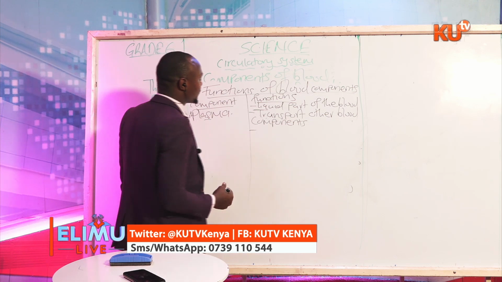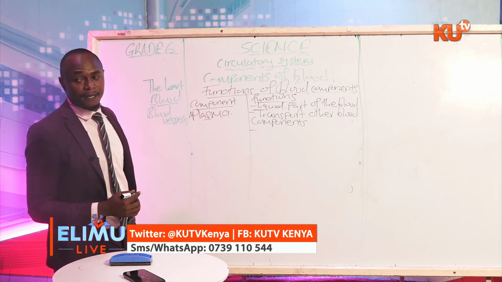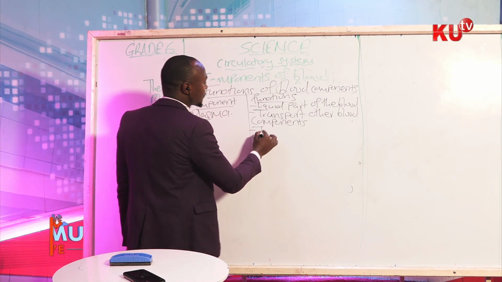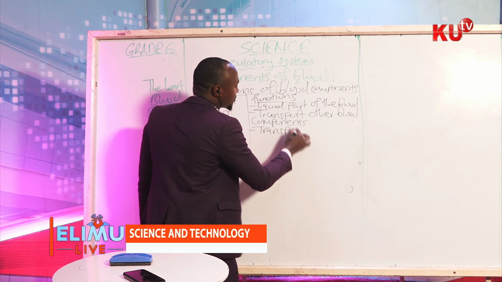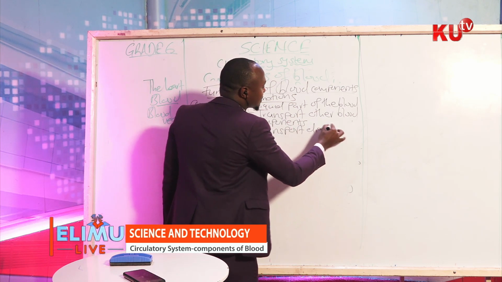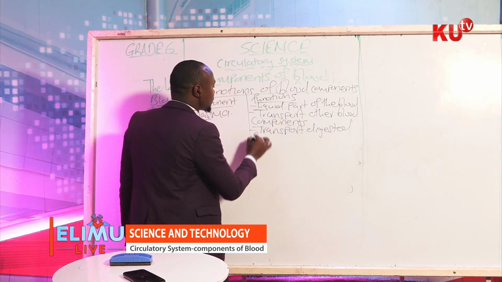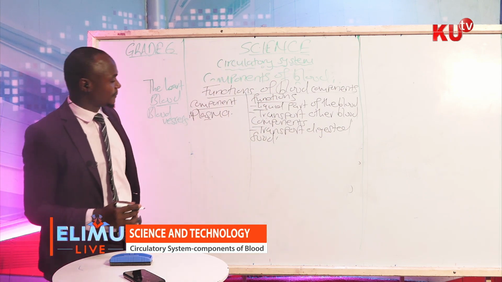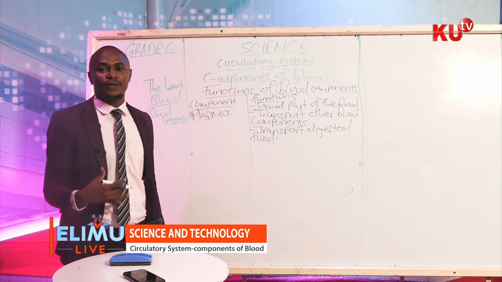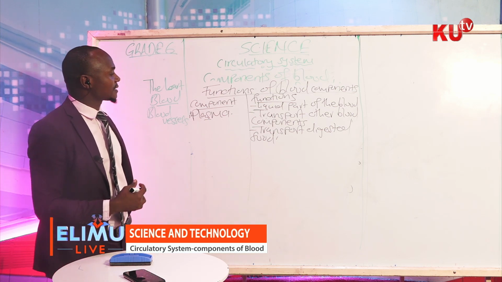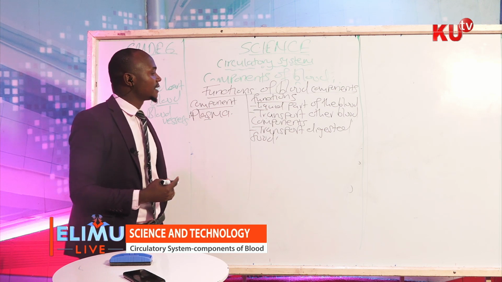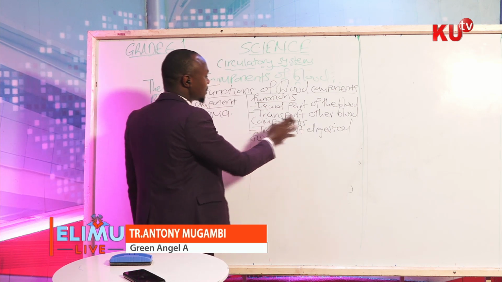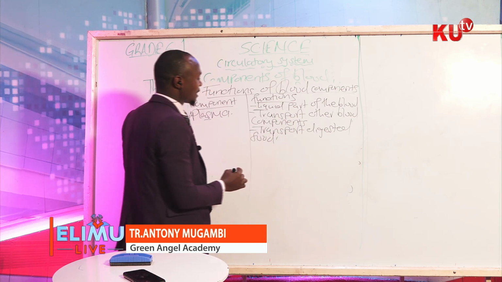Another function of the plasma is that it transports digested food. That is, transport of nutrients from where the absorption of digested food takes place, in the small intestine. The plasma transports the digested food so that we can have energy to do work.